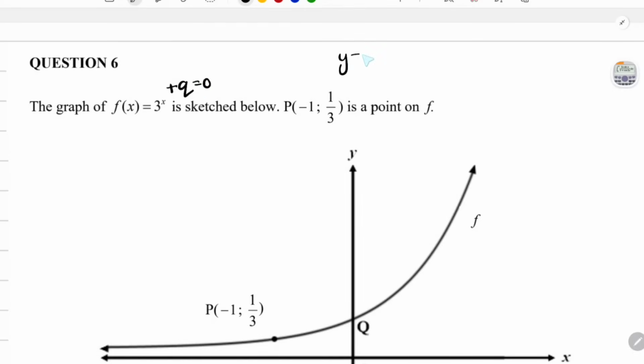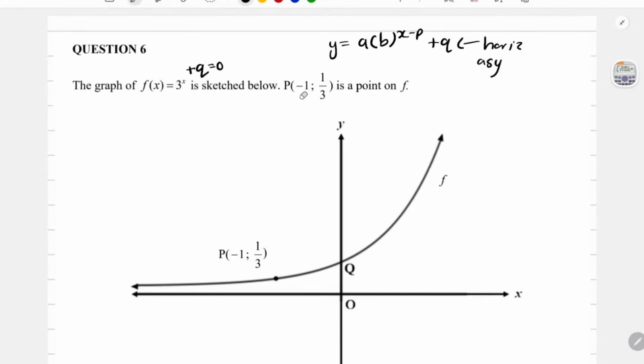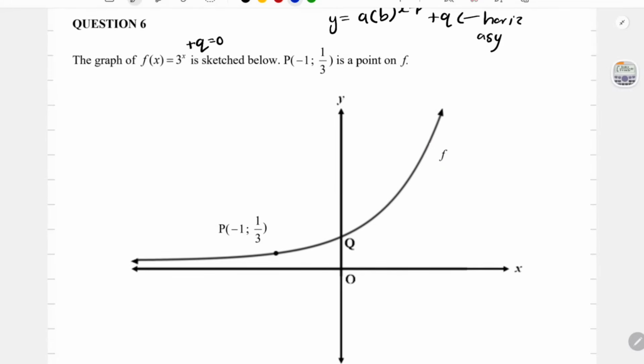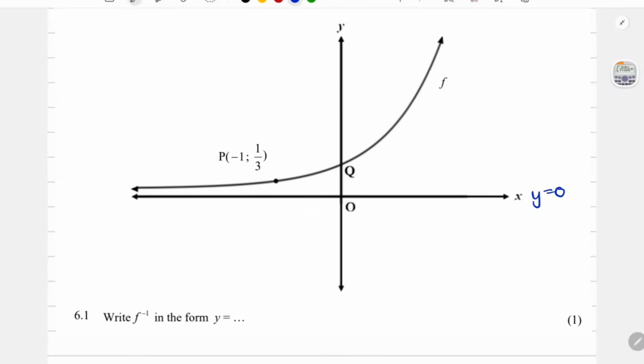Your q, in your exponential function, a times b to the power of x minus p plus q, is your horizontal asymptote. Because it's your horizontal asymptote, it's the horizontal line that this graph will never touch. We also have a point which is (-1, 1 over 3) on this graph f. So please just remember that we have that over there. That q value is 0, so that horizontal asymptote, because it's a horizontal line, has the equation y equals 0. Horizontal lines always start with y equals, because it's really just a line passing a value on the y-axis. So this is what we have.